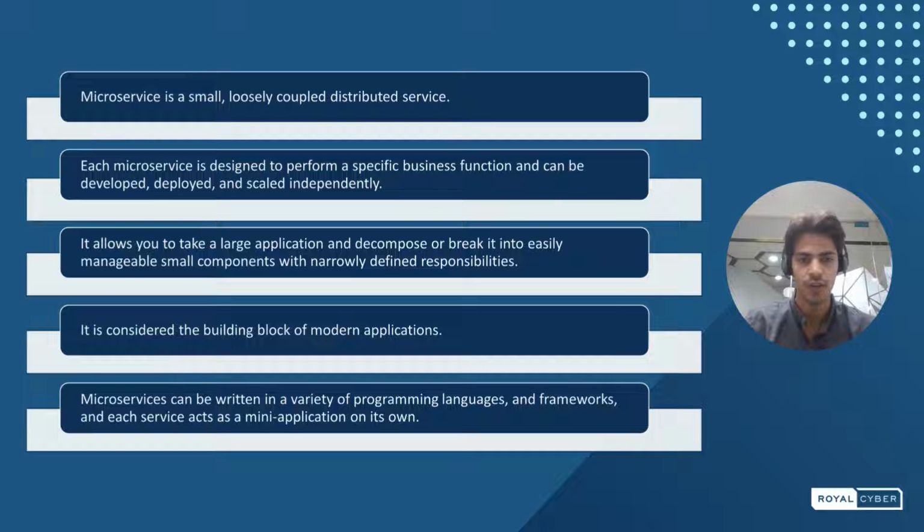So it allows us to break the large application into manageable parts with defined responsibilities. This way of building applications is considered a modern way, and it also provides us the way to write applications without vendor lock-in. It allows us to write one microservice in Java and another in Python as well. So these are the main features of microservices, and this is basically what a microservice is.